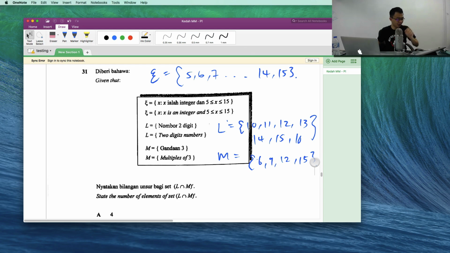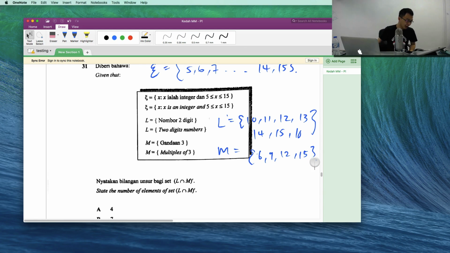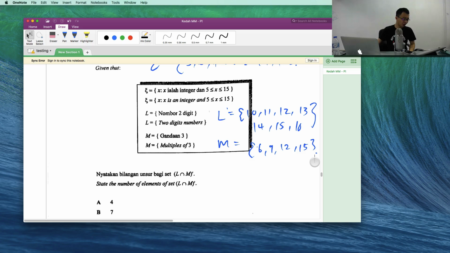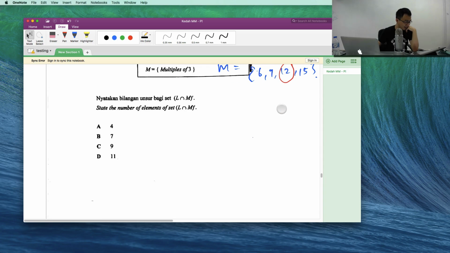Okay, after we got all this, L will intersect with M and then we want the complement. That means it's not L and not M. So L intersect M has a common element, I guess 12. So the intersect is 12. So the rest which is not in the intersect means we have all the numbers except 12. So 5 to 15, basically you have 15 numbers.